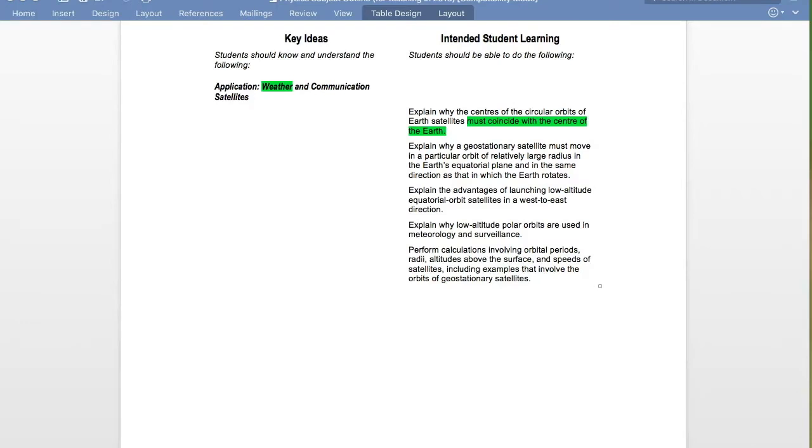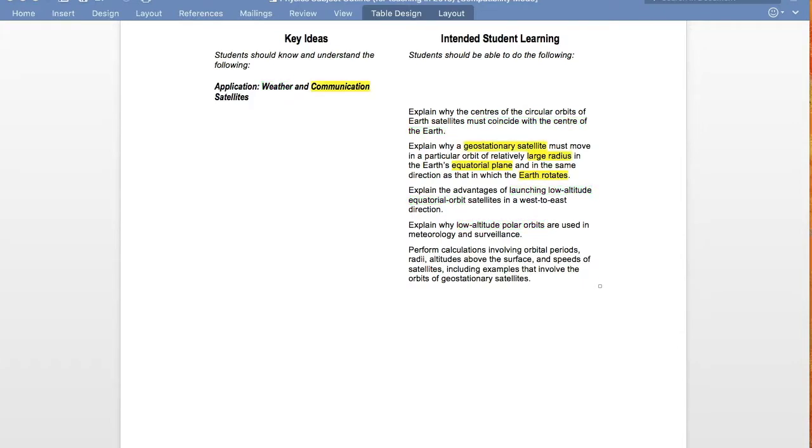To complete the topic, we're going to look at two types of satellites: weather satellites and communication satellites. It is important to be able to explain why the centre of rotation of the circular orbits must coincide with the centre of the Earth. It is important to be able to differentiate between low-altitude equatorial orbits and low-altitude polar orbits, and to be able to explain their uses in meteorology and surveillance.